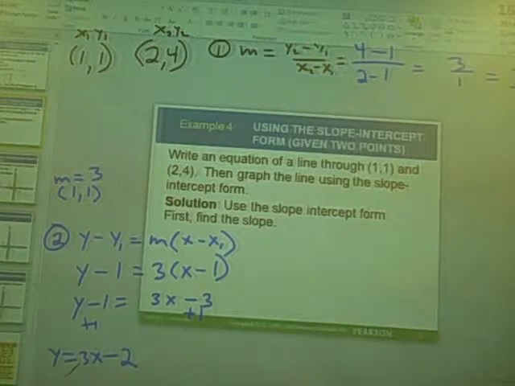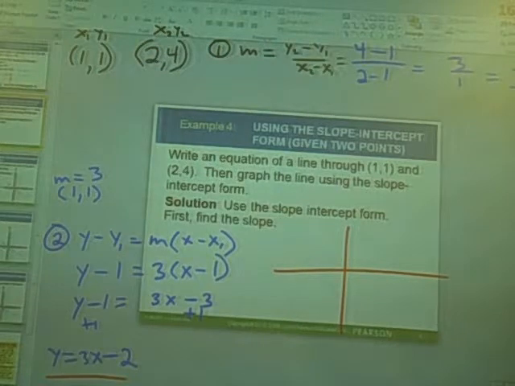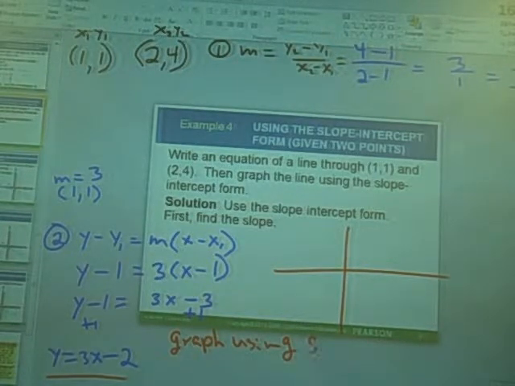You should have gotten your slope-intercept equation is y equals 3x minus 2. Okay? Questions with that? Alright, now we want to use the slope-intercept form to graph a line. So we're going to graph using the slope-intercept method.